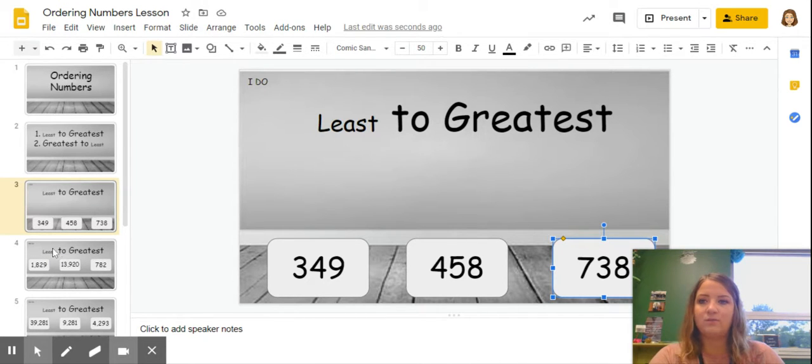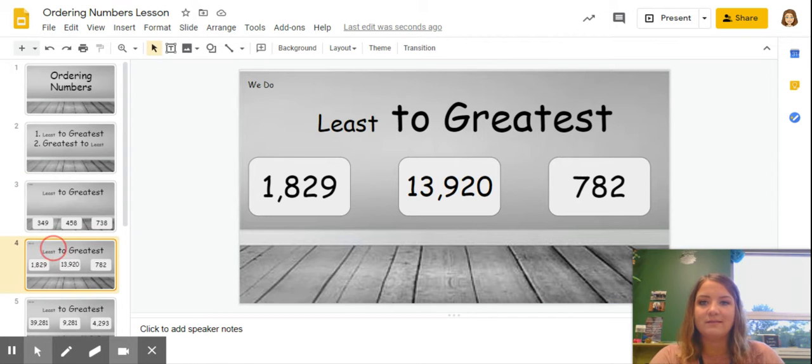All right, we are going to continue with least to greatest. Now remember, we have to look to see what the largest place value is in order to figure out which number is the smallest or the biggest. So looking at 1,829, it's a 4-digit number, and that one is in the thousands place. So this number has thousands.